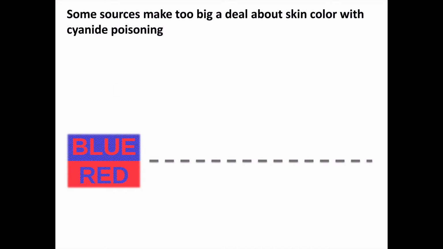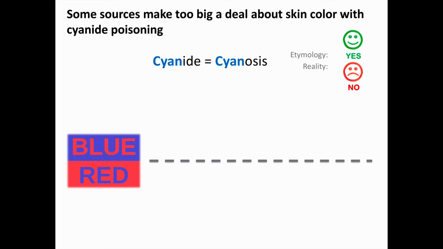Some sources make a big deal about skin color changes with cyanide poisoning, but this is not a frequent or a reliable sign, and we're discussing it here mostly to dispel the idea that it is important. The issue here is whether the skin will be red or blue. On the blue side, some people assume that cyanide will make people cyanotic.